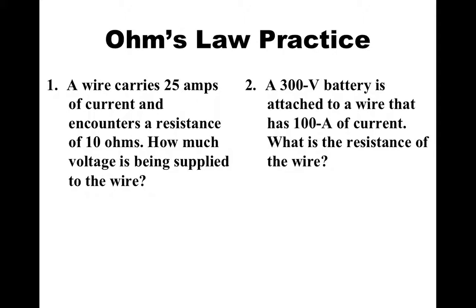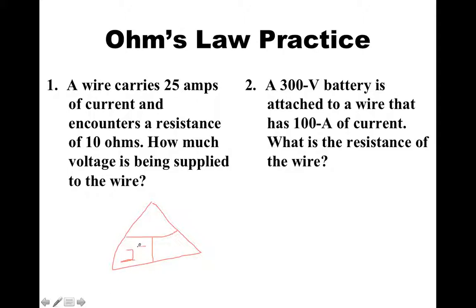So with Ohm's law practice, here we have a wire that's carrying 25 amps of current, and it encounters a resistance of 10 ohms. How much voltage is applied? So when I look at this, I'm going to draw, let me see if I can get my pen color here, red. And I'm going to draw the triangle here, okay? And remember, voltage is going to go up top. So we got 25 amps. 25 is right here.